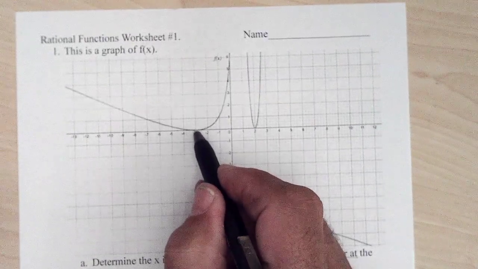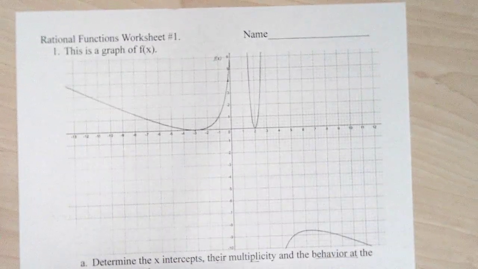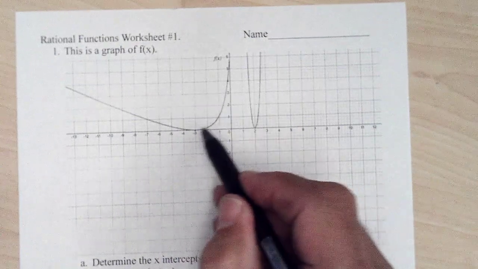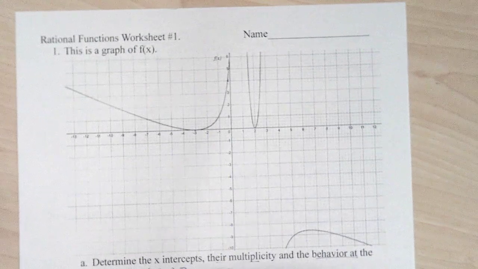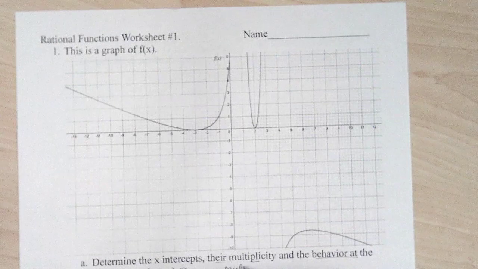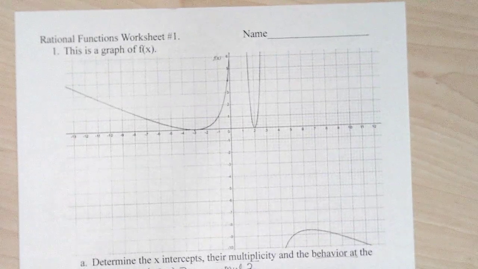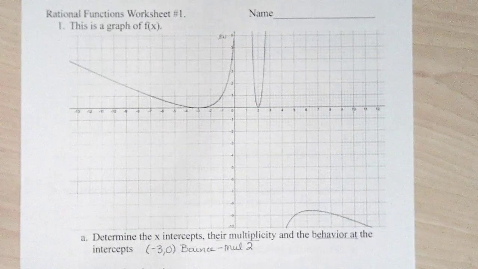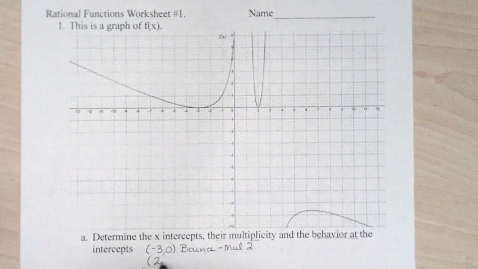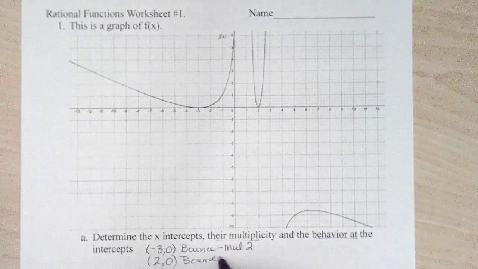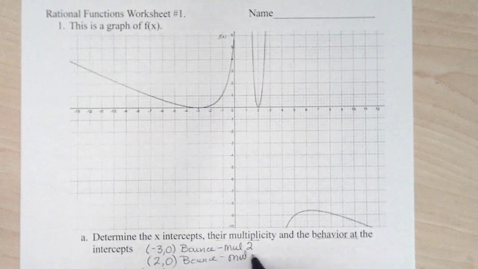So it looks like there's an x-intercept at -3, so that means (-3, 0). It looks like it bounces off of that, so it's a bounce, which says the multiplicity has to be 2, or 4, or 6, but we'll stay with 2. It also looks like it bounces at 2. So that means it's a multiplicity of 2.